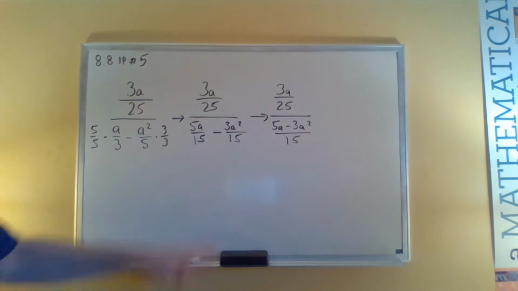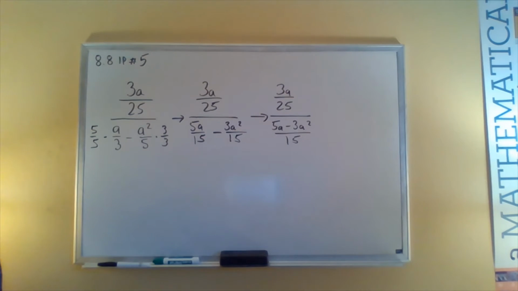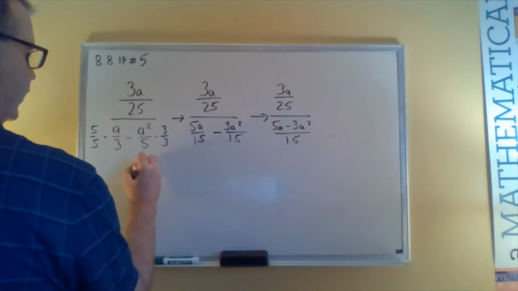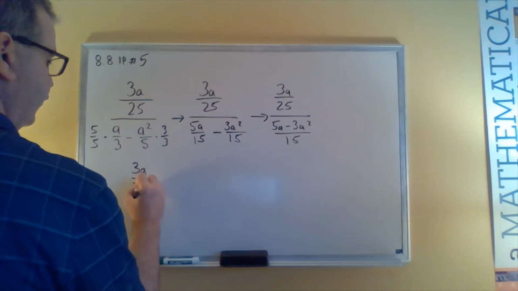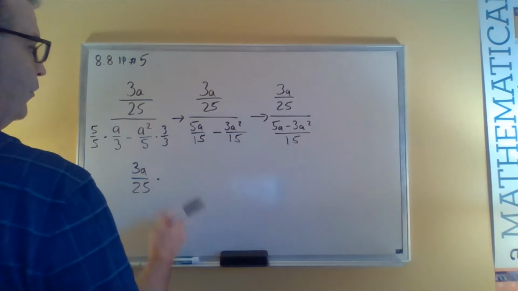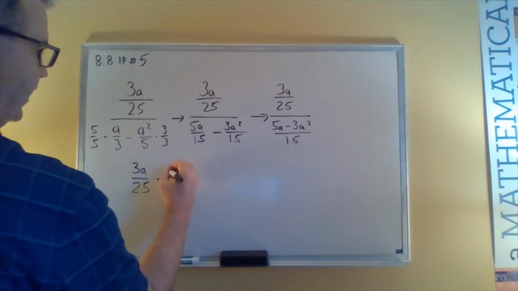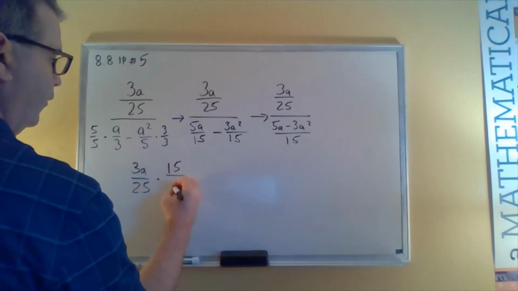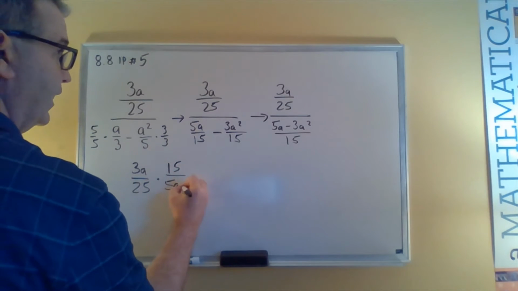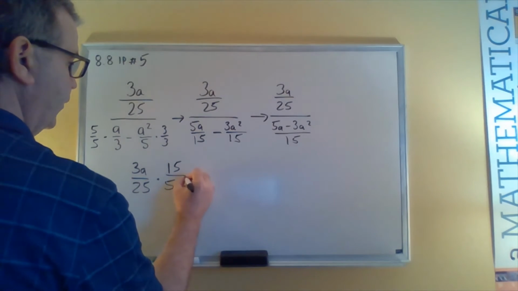So now I have one fraction in the numerator, one in the denominator. So I'm going to rewrite my numerator, 3a over 25, but I'm going to multiply it by the reciprocal of my denominator here. So that'll be 15 over 5a minus 3a squared.